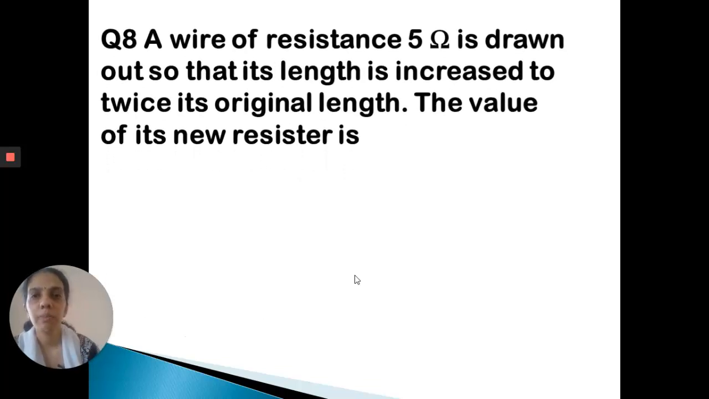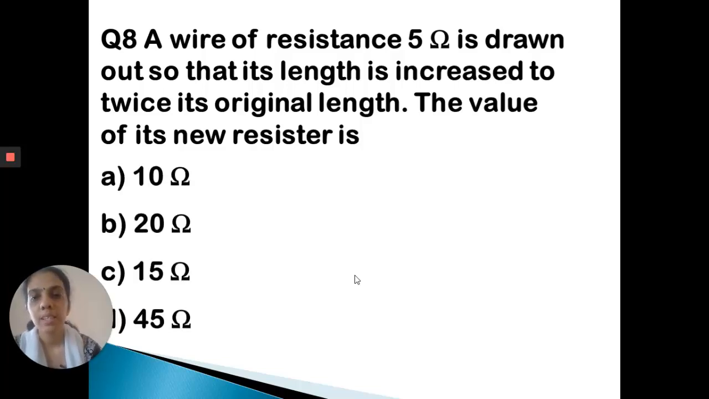Next one: a wire of resistance 5 ohm is drawn out so that its length is increased to twice its original length. The value of its new resistance is, so answers: first one 10 ohm, second one 20 ohm, third one 15 ohm, fourth one 45 ohm.